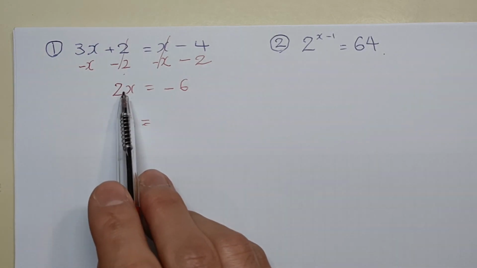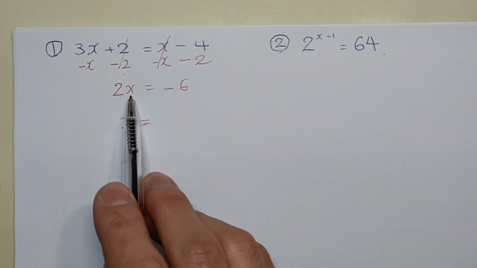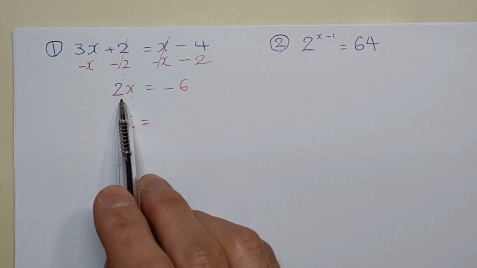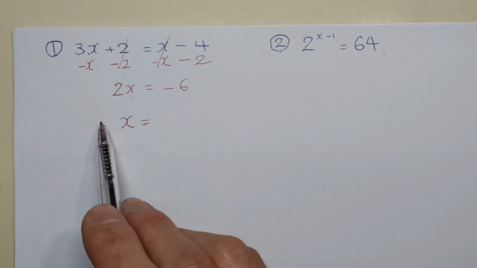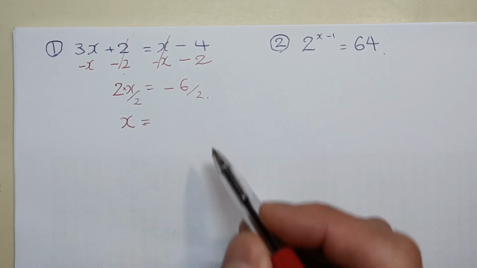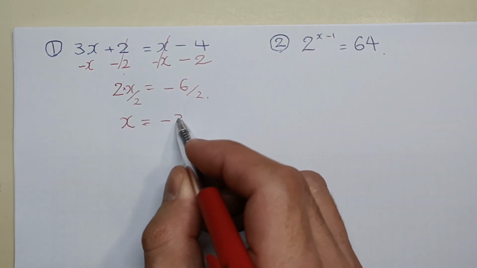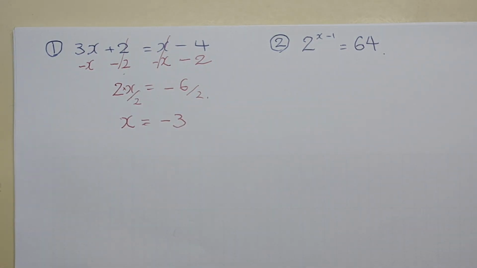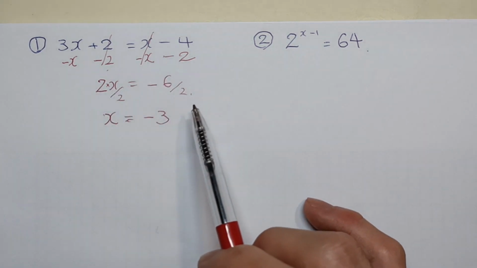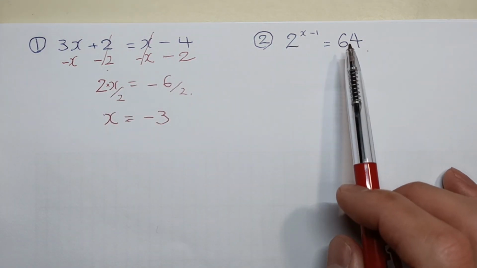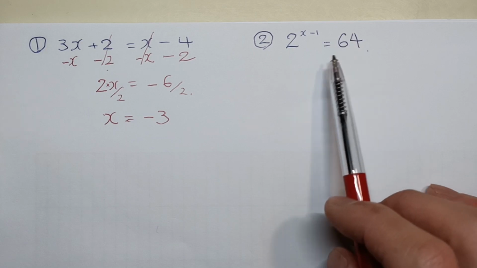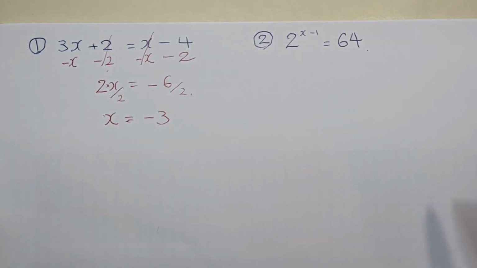And then 2x means 2 times x. So to figure out x, you need to get rid of 2, isn't it? To get rid of a number, you always do the opposite. Because this one is times, you divide by 2 on both sides. Okay? Then you can find the value, which is x equals negative 3. The reason why I introduced this one before this exponential equation is that you need to use a linear equation to solve this equation.